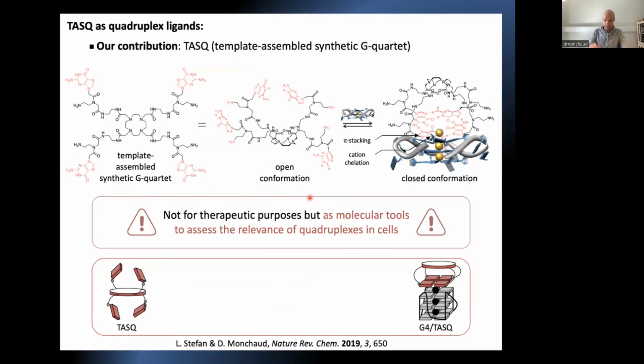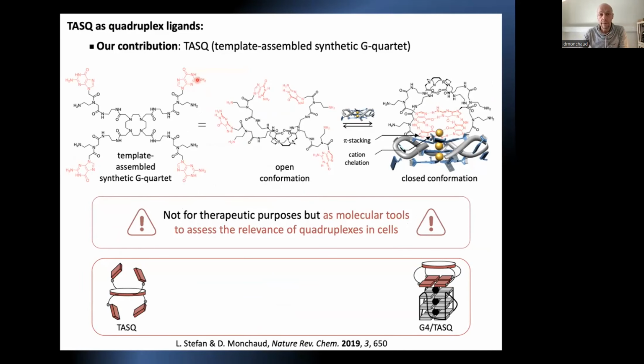I just have a look at the time, it's okay. So what are our contributions here? Roughly 10 years ago, we developed a series of molecules that were absolutely different from the G4 ligands. Most if not all G4 ligands currently used in the literature are flat aromatic molecules that stack on the accessible G-quartet of the G-quadruplex.